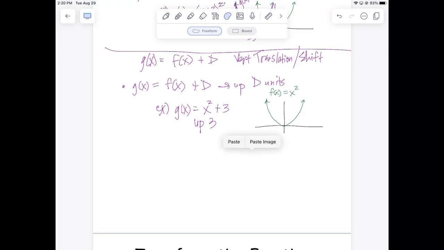Again, you could duplicate it. And now you could say, okay, up 3, that's 1, 2, 3. There it is. Trace over that in purple. Call it g of x. And now we know where the vertex is, right? The vertex is right there at 0, 3. We moved it up 3 units.